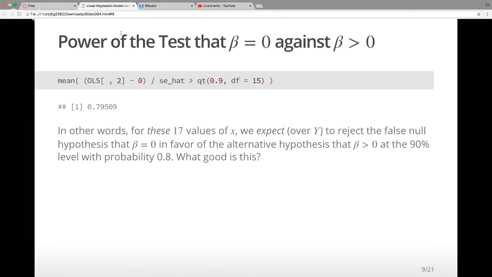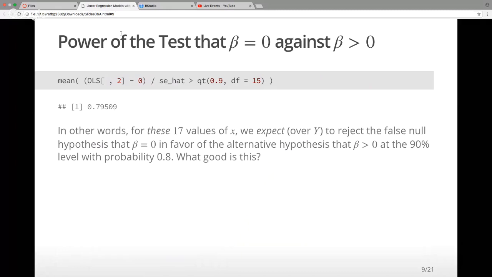But suppose we were to make the null hypothesis that the coefficient in the population is zero, test against a one-sided alternative hypothesis that beta is positive, do all that. Instead of subtracting 2, which is the true value, subtract 0, which is the hypothesized value. What proportion of the time are the realizations of this greater than the threshold, which is the 90% value under the T distribution with 15 degrees of freedom? We come up with a number like 0.8, which is the power of the test.